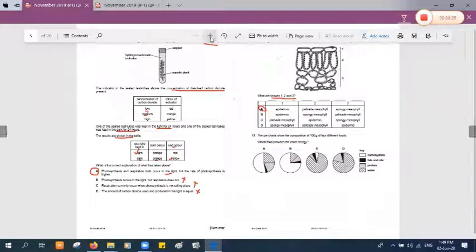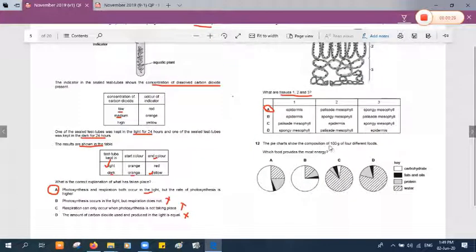The pie charts show the composition of 100 gram of 4 different food. Which food provides the most energy? How can I solve this question? You have to think which food type produces energy. Does it water, protein, fats, carbohydrates? The main source of energy is carbohydrate. So here I have to choose the graph that contains the higher amount of carbohydrates.